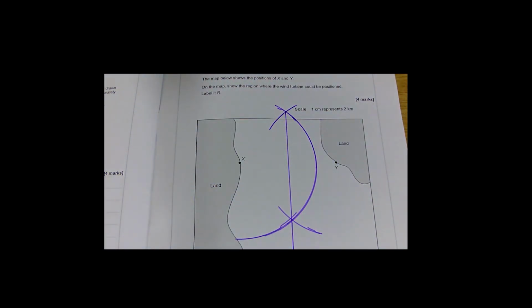So the turbine needs to be closer to y than x, but it has to be within the 12 kilometer radius. So that is our 12 kilometer radius. It has to be within that, and it needs to be towards y. So you're saying shade the region and label it R. Okay, so we're going to shade that region here.